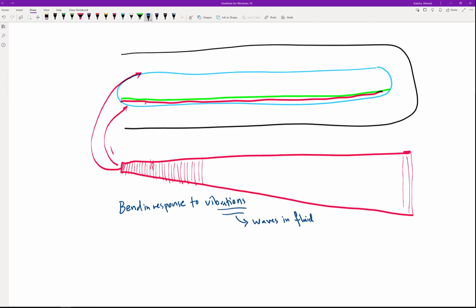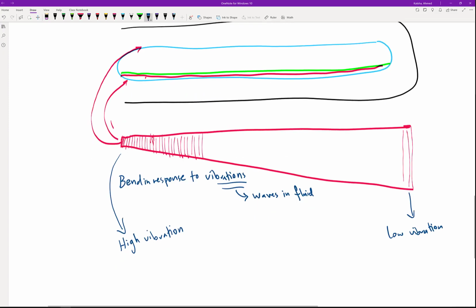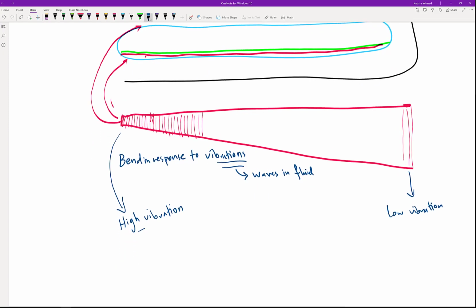The base, or the bottom of the basilar membrane, would respond to high vibrations, whereas the tip will respond to low vibrations. High vibrations are coming because we have high frequencies or high pitches of sounds. Sounds with high pitches will produce high vibrations. Whereas low vibrations are the low sounds, the quiet sounds. The quiet sounds cannot vibrate the short fibers. The quiet sound will travel all the way to the tip of the cochlea, and it will cause those fibers to vibrate.